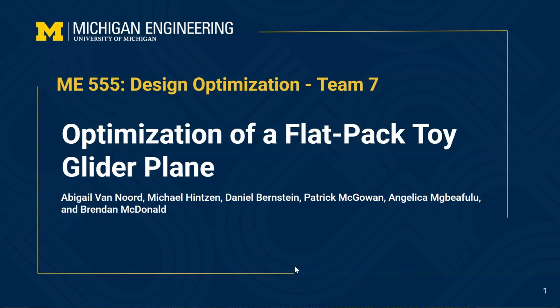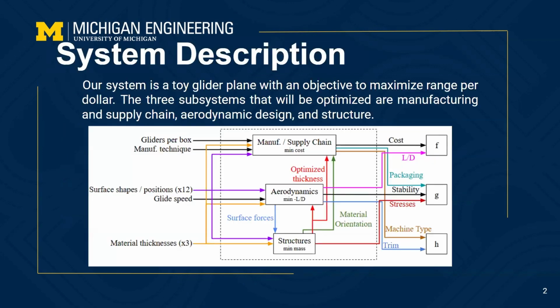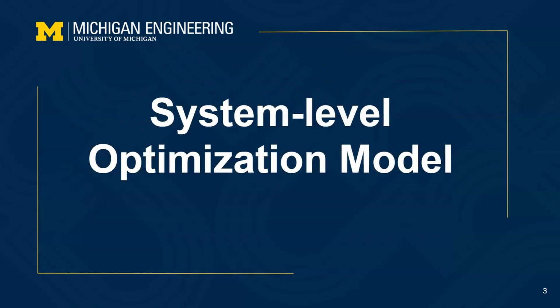This is Team 7's final presentation for Winter 2025 Design Optimization, presenting the optimization of a flat pack toy glider plane. Our system is a toy glider plane with an objective to maximize range per dollar. There are three subsystems that are optimized and combined together: the manufacturing and supply chain subsystem, the aerodynamic design subsystem, and the structure subsystem. Our system level optimization model begins with some of our parameters.